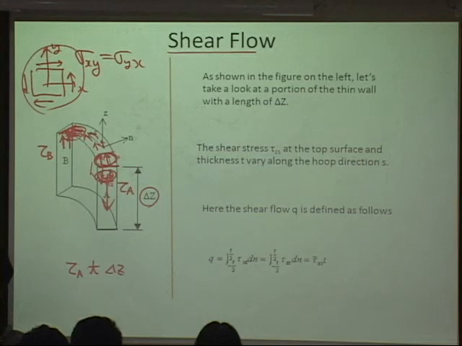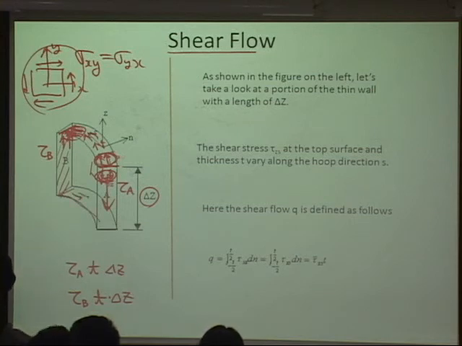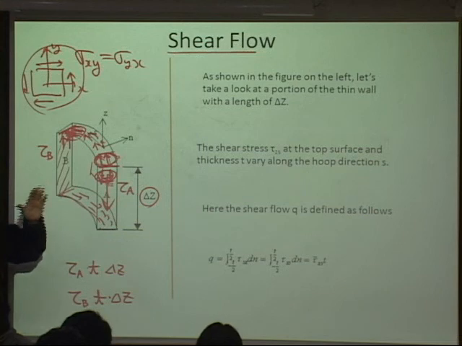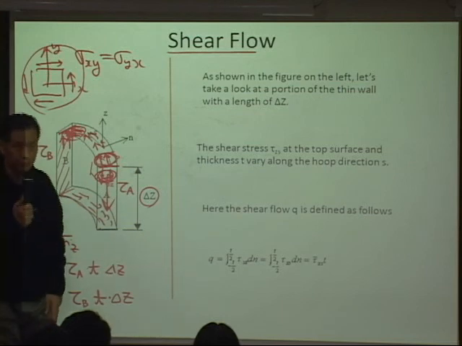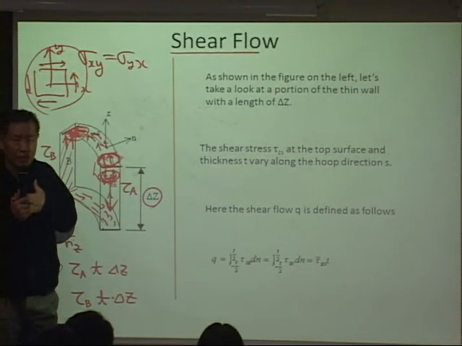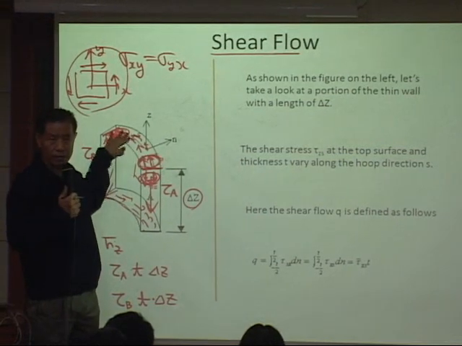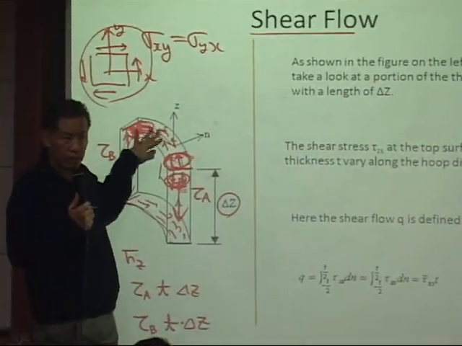And the force applied to this surface will be tau B times thickness T and length delta Z. Okay? And this bottom part, there must be some other stress. But here, let's consider the full z-directional force. Do we have any z-directional force on this surface? No, there's no z-directional force.